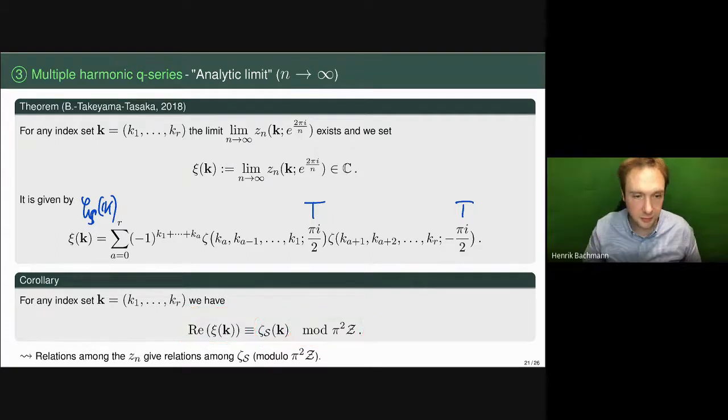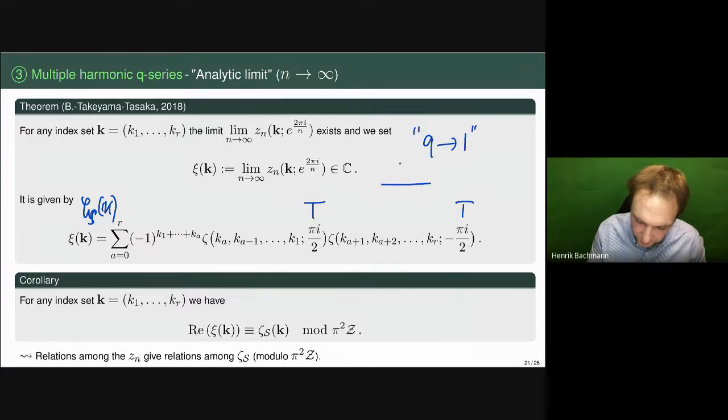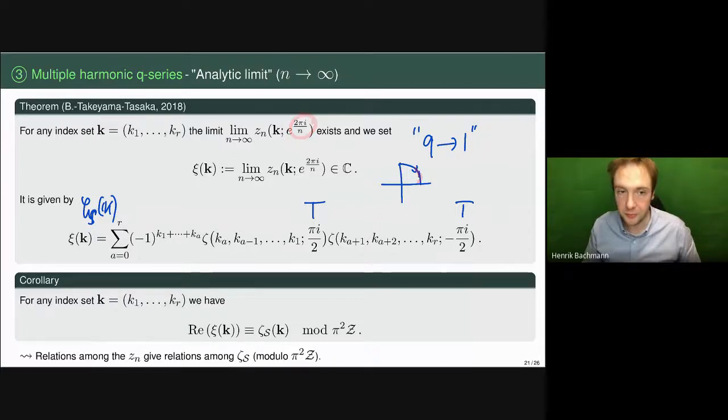Yeah, and this is really, you should think of sending q goes to 1. I mean, what we do is we send q to 1 here on the unit circle, because q here is an nth root of unity, and we send n to infinity, and this just means that this here goes to 1.